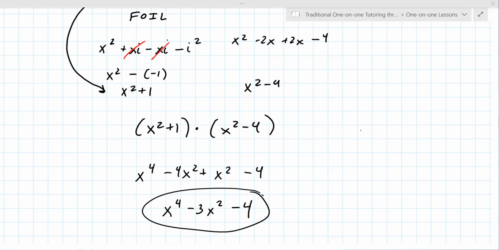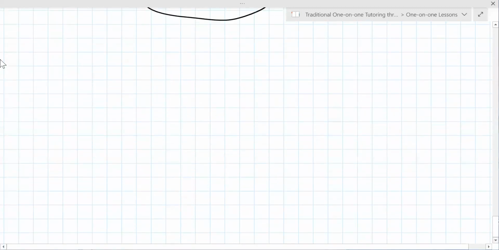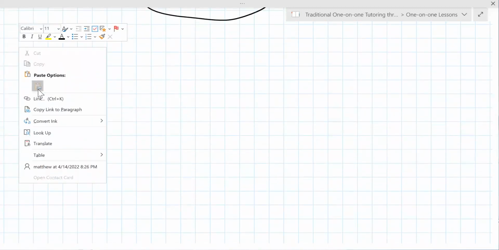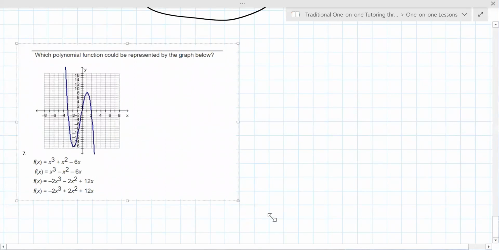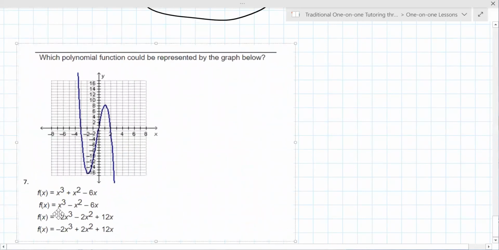All right, so we're going to look at number 7. There's a couple of ways to do number 7. The first way is to literally graph each of those and see which one is the same. But we can do slightly better than that.